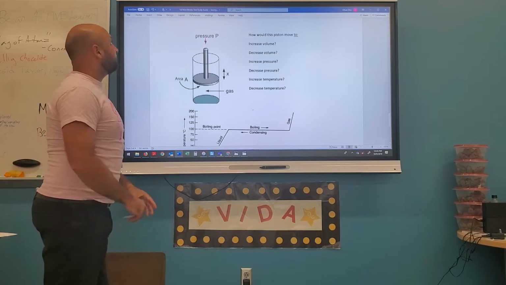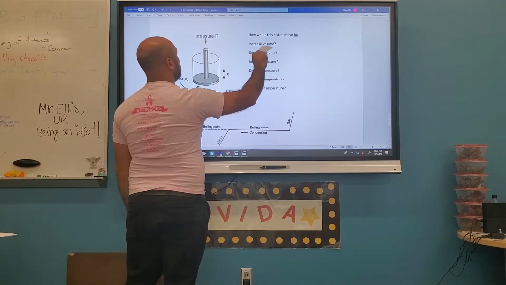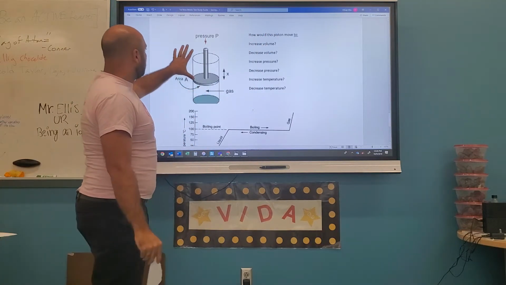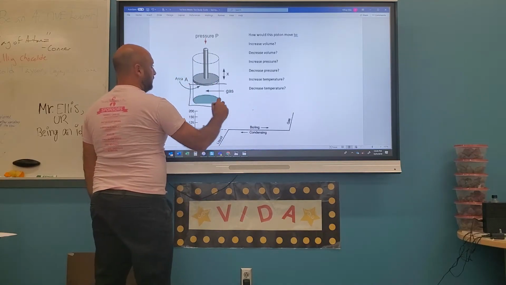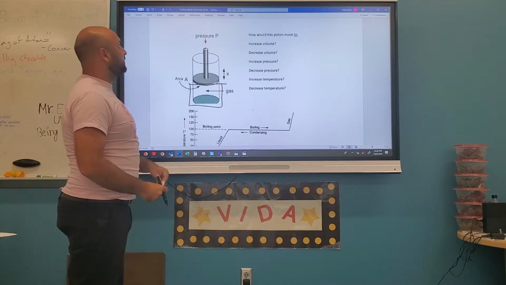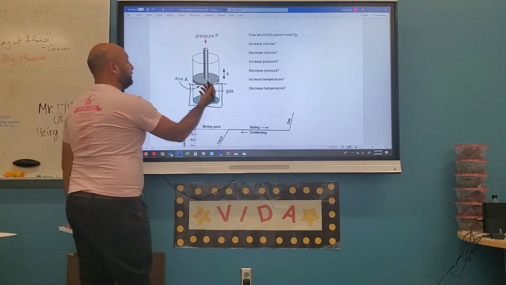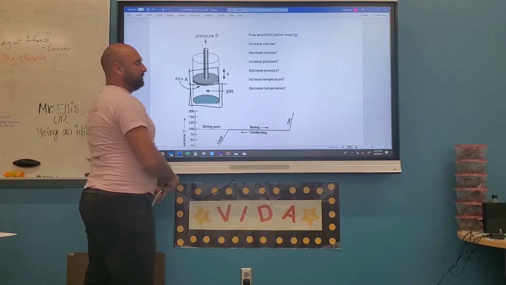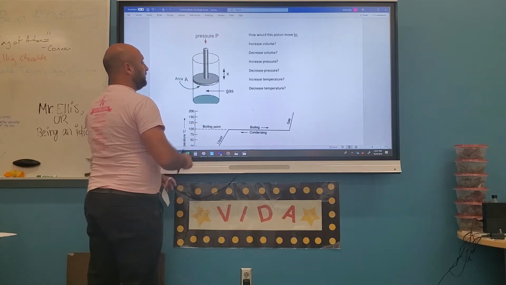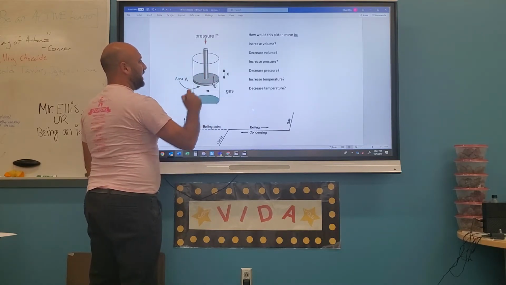Keeping this moving. How would this piston move to increase the volume? If you look at this piston, we're talking about the volume of this area here. If I want this piston to increase volume, I'm going to have to pull the piston out. That will open up more space. Does that make sense? If I want to decrease volume, I want this piston to go down.